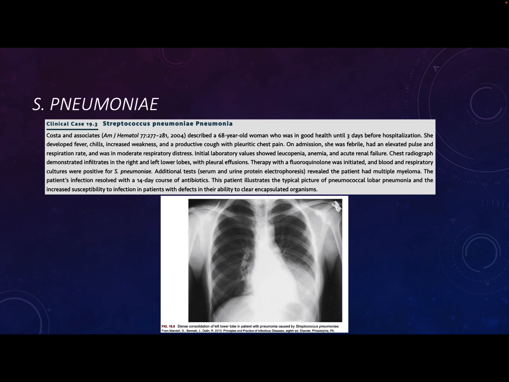She illustrates the typical picture of pneumococcal. So that's what they'll call Streptococcus pneumoniae. They'll sometimes call it pneumococcus. If you hear that, it's the same thing. Lobar pneumonia and the increased susceptibility to infection in patients with defects in their ability to clear encapsulated organisms. So blood cancers make it difficult. They suppress the immune system. So she didn't know that she had cancer. She was diagnosed with cancer because she had this infection. So again, that's something that you can look out for. Why would an otherwise healthy person develop this infection? Well, she wasn't otherwise healthy. Okay.